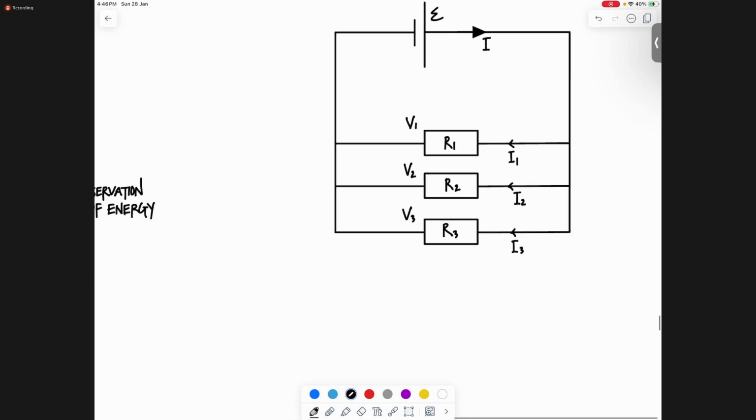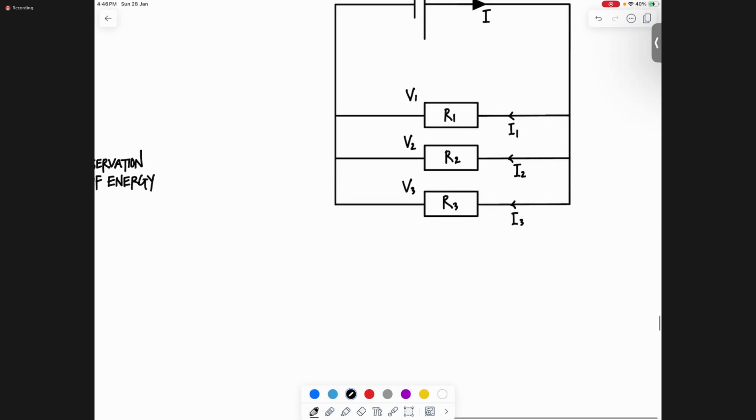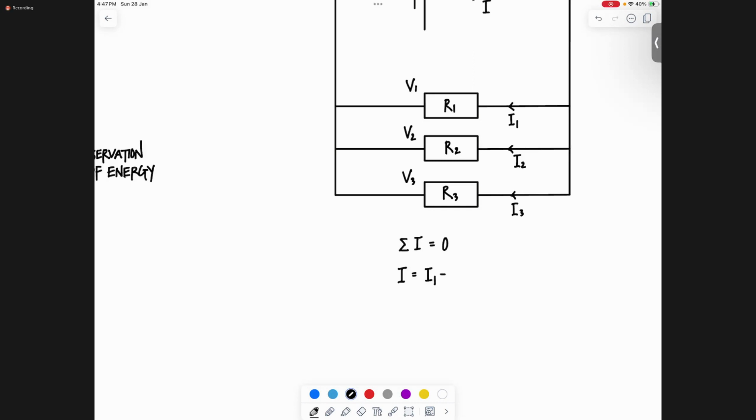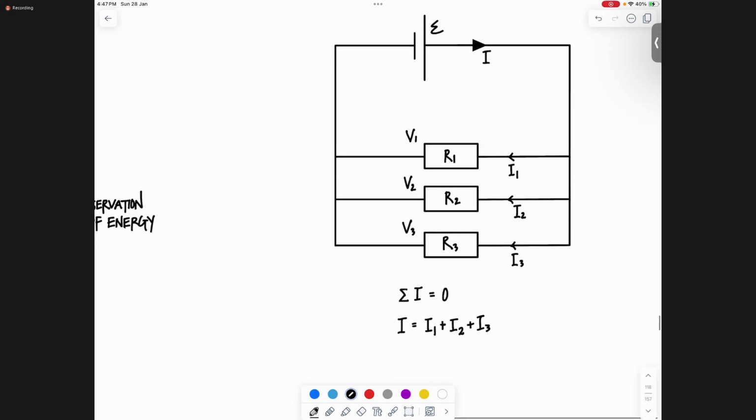Do you understand the circuit? Very basic. Can you give me an expression in terms of I1, I2, and I3? Which law should I use? First law, right? Based on the first law, the sum of current at a junction is equal to 0. So what should I be equal to? I1 plus I2 plus I3. You guys seem a little skeptical. Isn't that what the equation should be? I comes here and splits up into three parts, right? Shouldn't I be equal to I1 plus I2 plus I3?